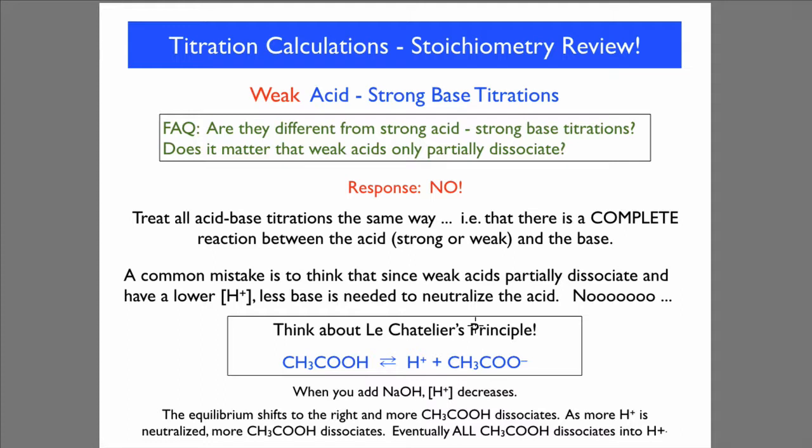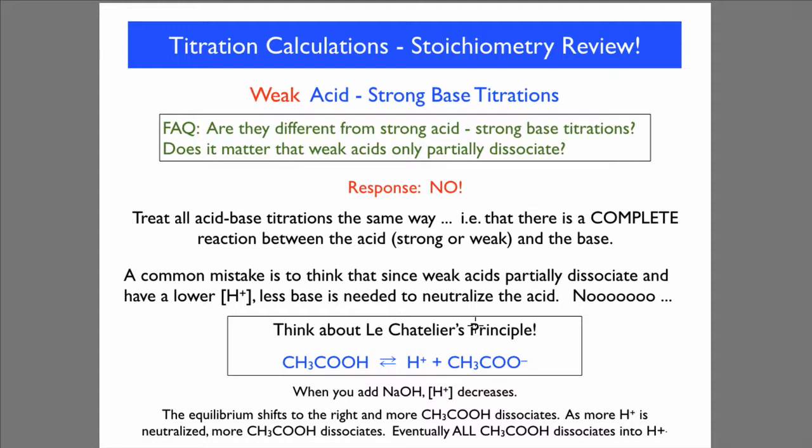A common mistake is to think that since weak acids partially dissociate and have a lower hydrogen ion concentration, less base is needed to neutralize the acid. But no, you can see all those zeros on the no. They're not zeros, they're the letter O.